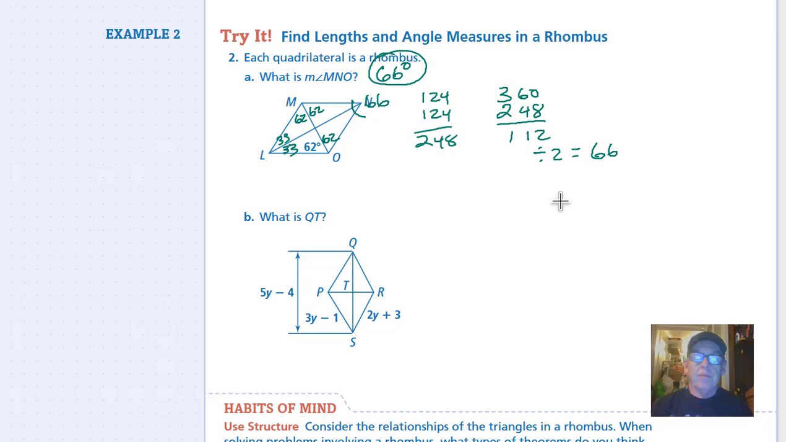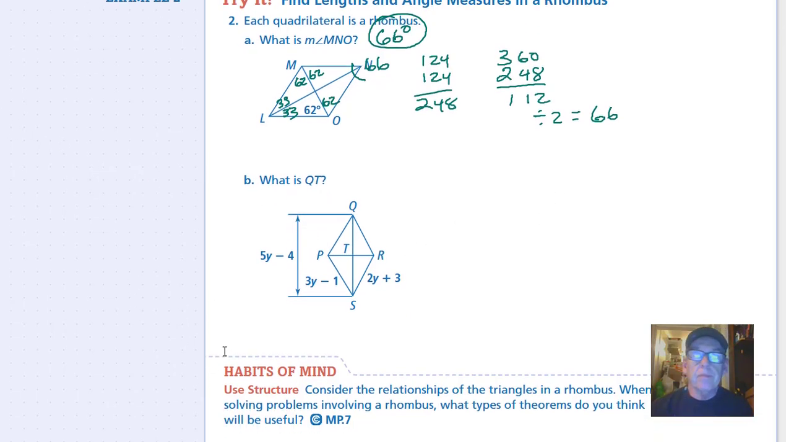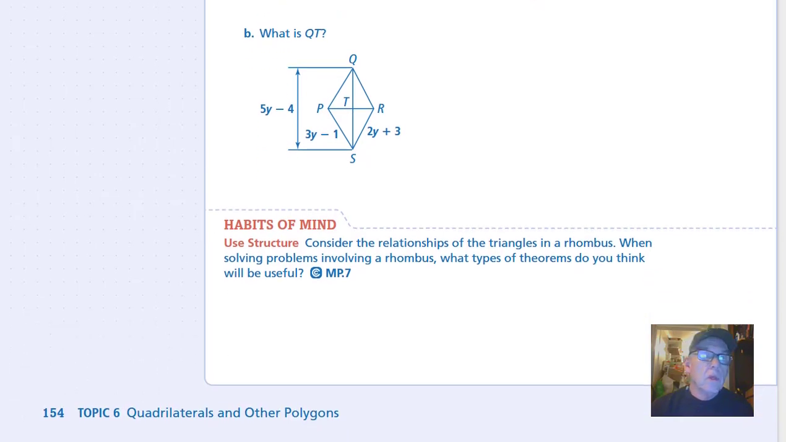Okay. Let's look at B. We want to know what the distance from Q to T is. So they want us to find this distance right here. Let's see how we can do that. So now, again, we have a rhombus. So all the sides in the rhombus are congruent.